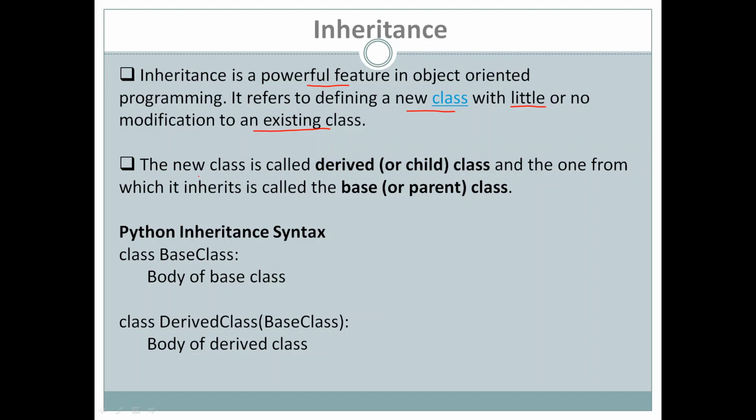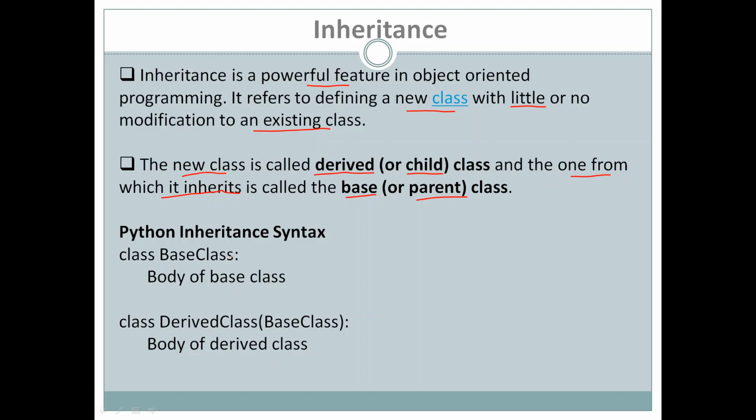The new class is called the derived class. The new class which we create is called the derived class, or we can even call it the child class. And the one from which it inherits is called the base class or the parent class. So the new class is called the child class or derived class, and the class from which we are inheriting is called the base class or parent class.